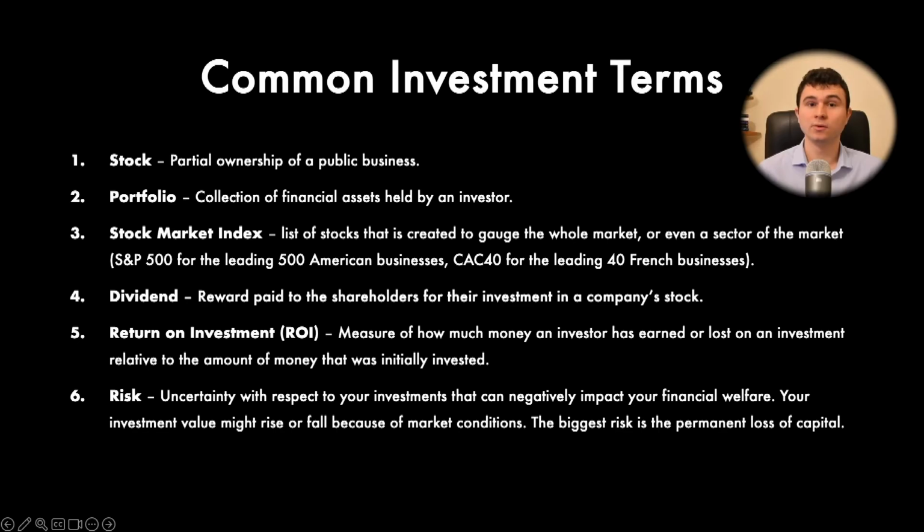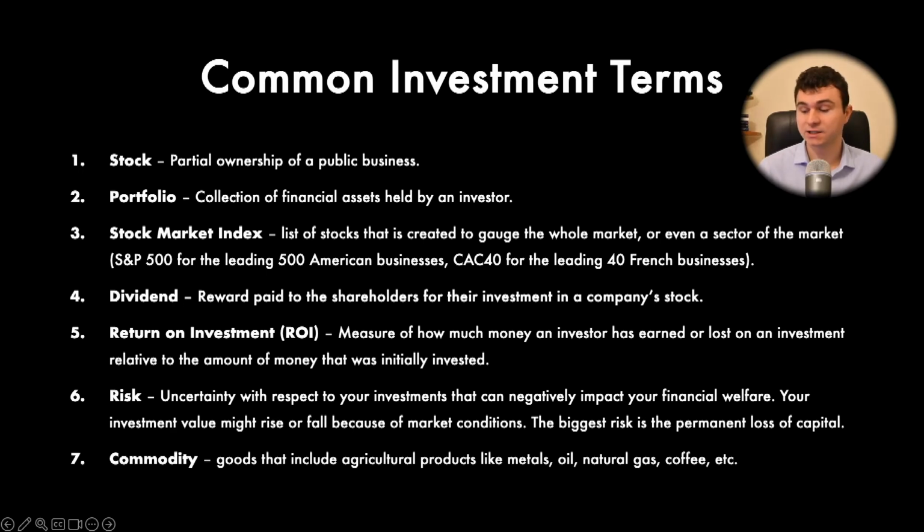But for the people that sold their positions at the bottom of the crash in 2020, well, for them, it was a permanent loss of capital. That's the biggest risk. Finally, commodities are goods that include agricultural products like metals, oil, natural gas, coffee, etc.